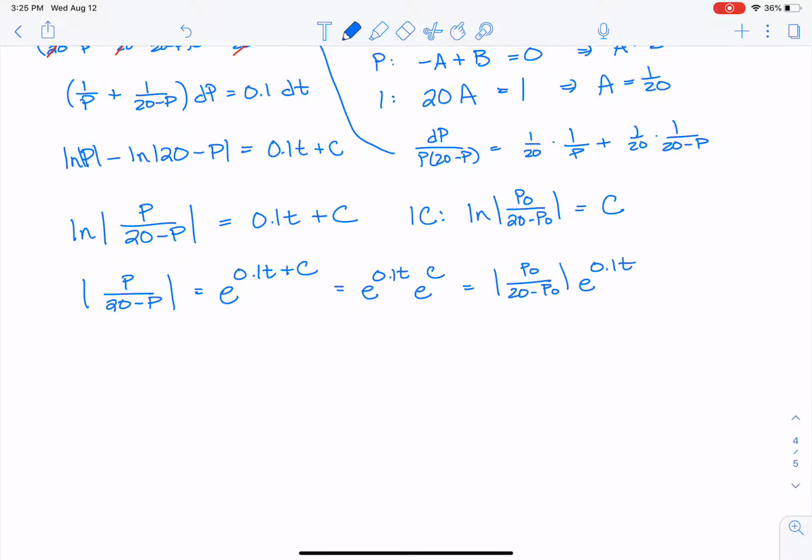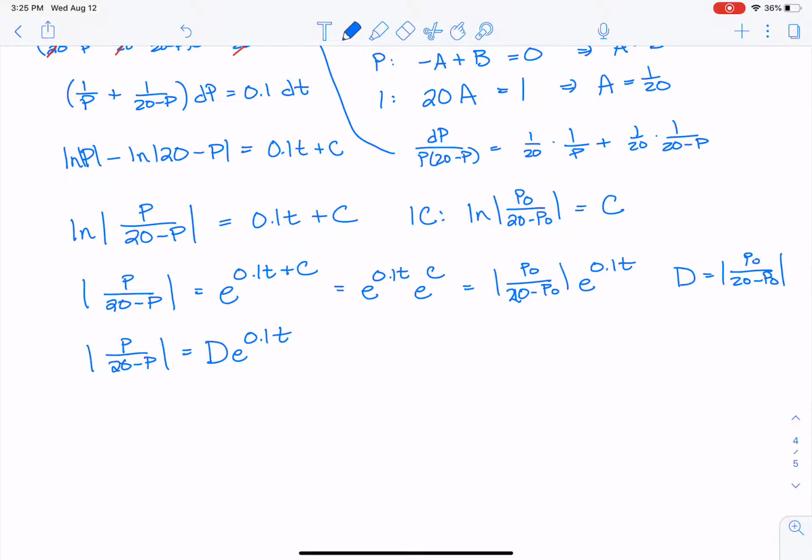Now, it's going to get awkward to keep carrying around this term here, p0 over 20 minus p0. So I'm going to go ahead and give that a name. We're going to call that d. So d is going to equal p0 over 20 minus p0. Okay, so what we have is essentially that the absolute value of p over 20 minus p is equal to d e to the 0.1 t.